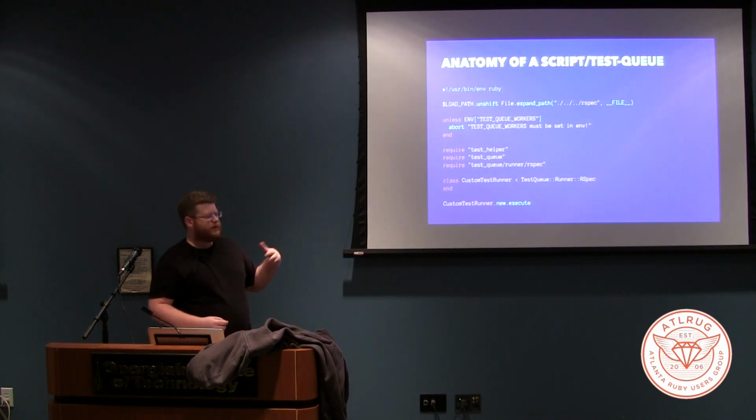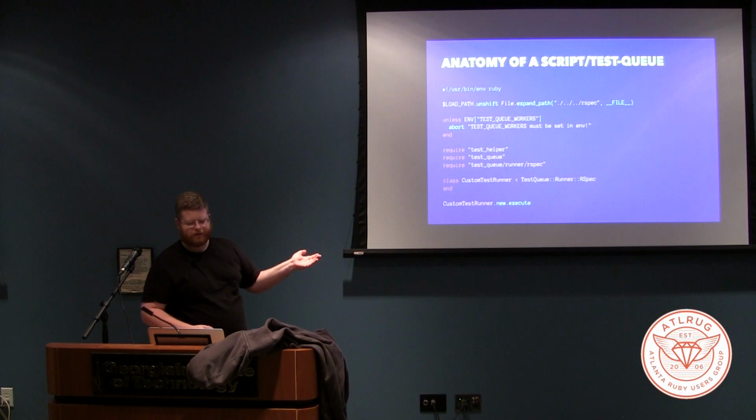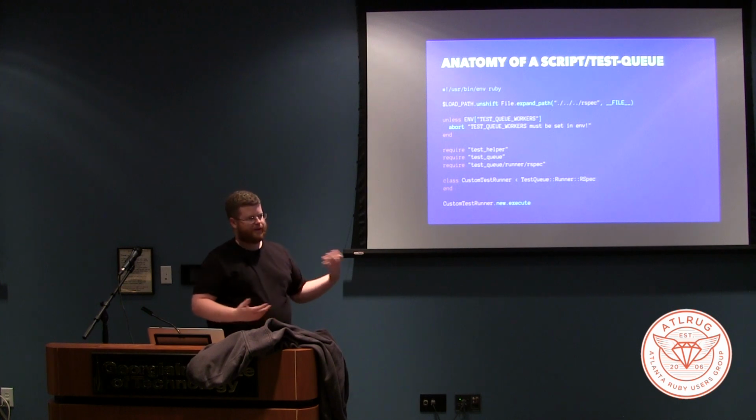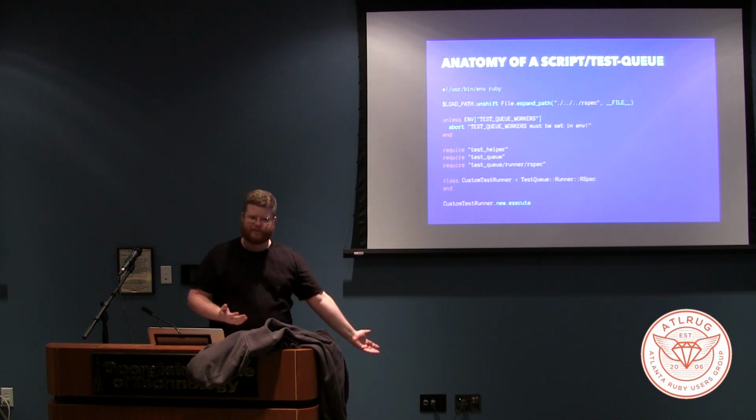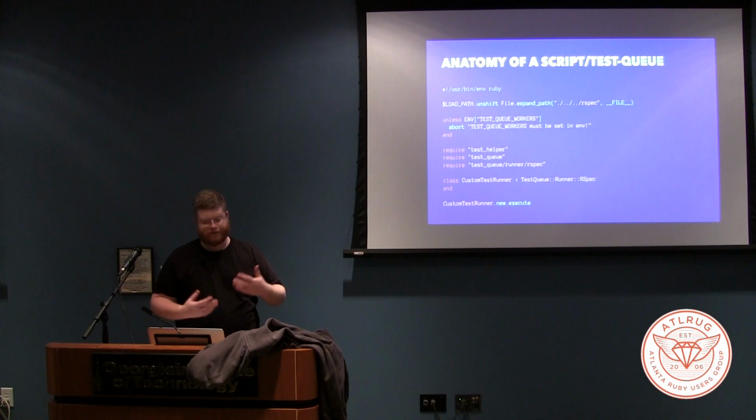Basically, all you do is pull in your test helper and test queue, declare a custom runner, and then execute the test with it, right? You put this all in a script in your Rails app or your Ruby app or whatever. It's called script test queue. That's just a convention that we use at GitHub. You don't have to do it that way, as long as it's a script that you can execute.